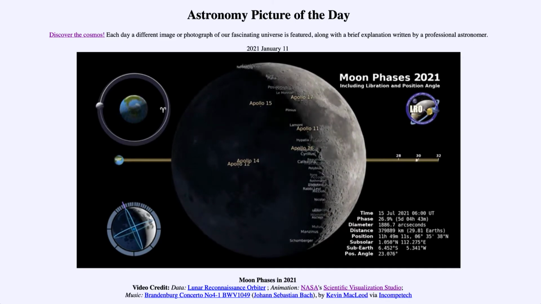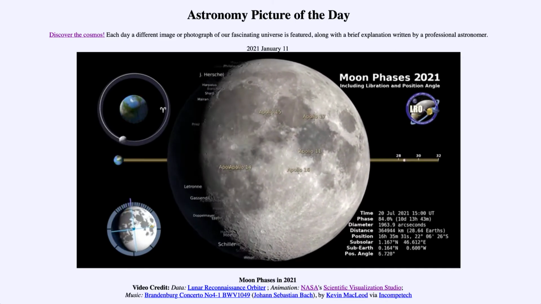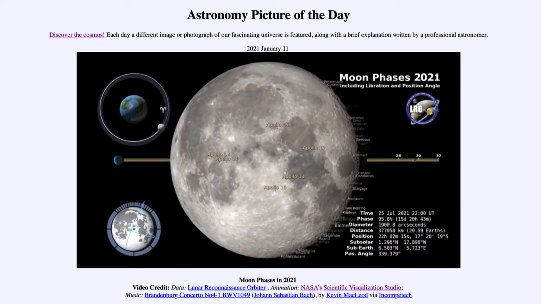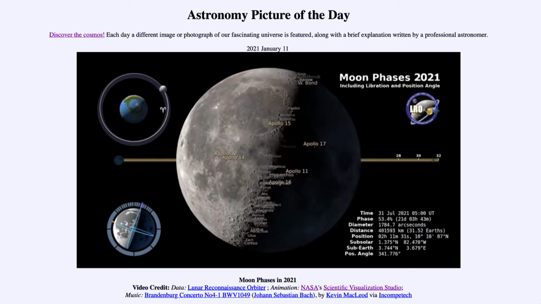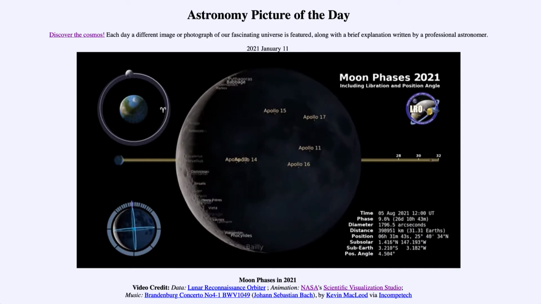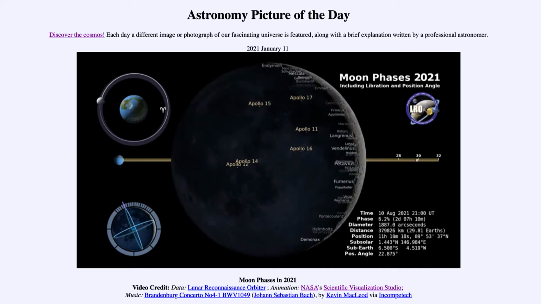Because the moon is locked in a resonance with the Earth, we always see the same side. And as you watch the moon go through its phases, you will see that it always shows the same features. And in fact, noted are the Apollo missions from Apollo 11, 12, 14, 15, 16, and 17. And you notice that they're all on the Earth facing side of the moon.